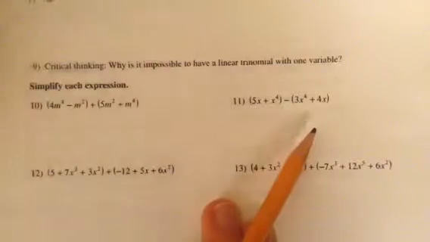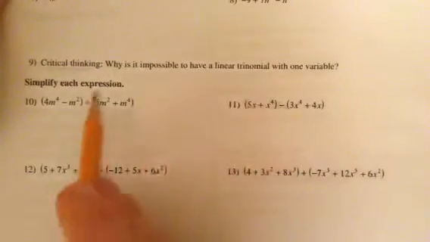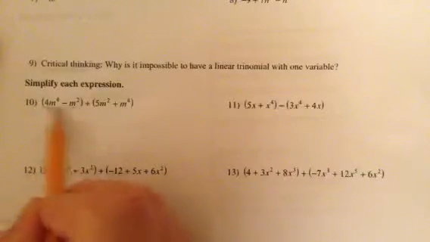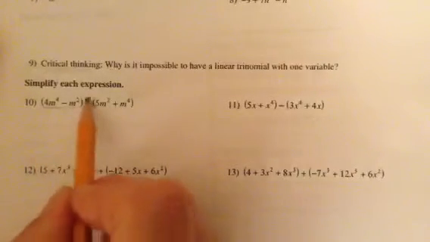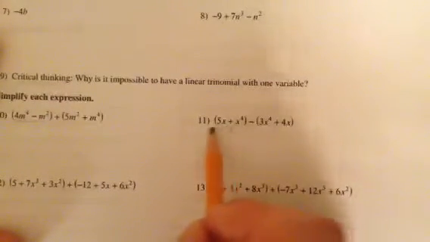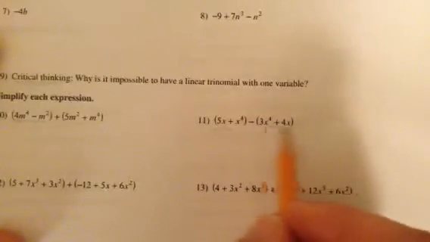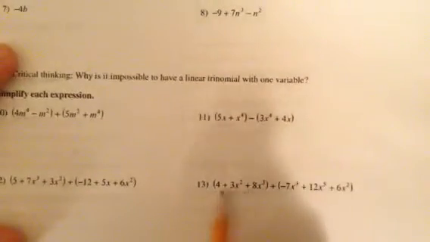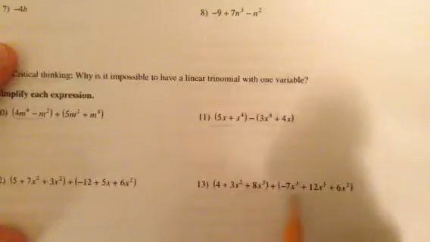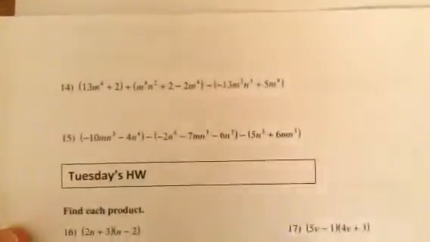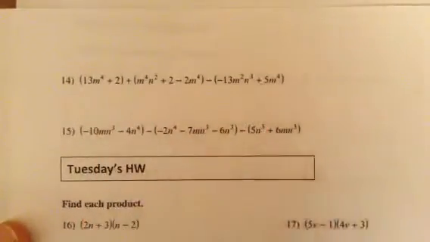So on 10 through 15, this is simplify each expression. And if you notice, we have a binomial, a 2-term polynomial, added to a 2-term polynomial. Here we have a binomial, 2 terms, being subtracted from another binomial. That's 2 terms, right? Here it's a trinomial, 3 terms, being added to a trinomial. So 10 through 15, we're just subtracting and adding polynomials together.